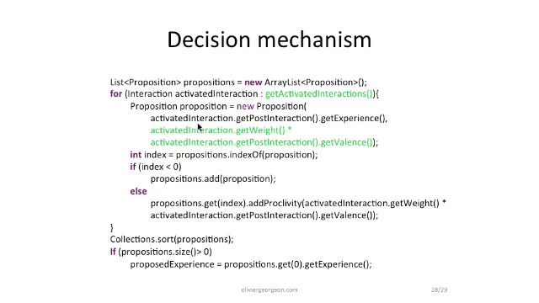A proposition is proposing to do an experience. So it will propose to do the experience of the post-interaction of the activated interaction, with a proclivity value which is the weight of the activated interaction multiplied by the valence of what we are going to do, that is the post-interaction. If this proposition for this experience does not yet exist, we add it to the list, and if it exists, we only add this proclivity value to the existing proposition. Then we sort the list of propositions, and we take the first in the list, the one with the highest proclivity value.